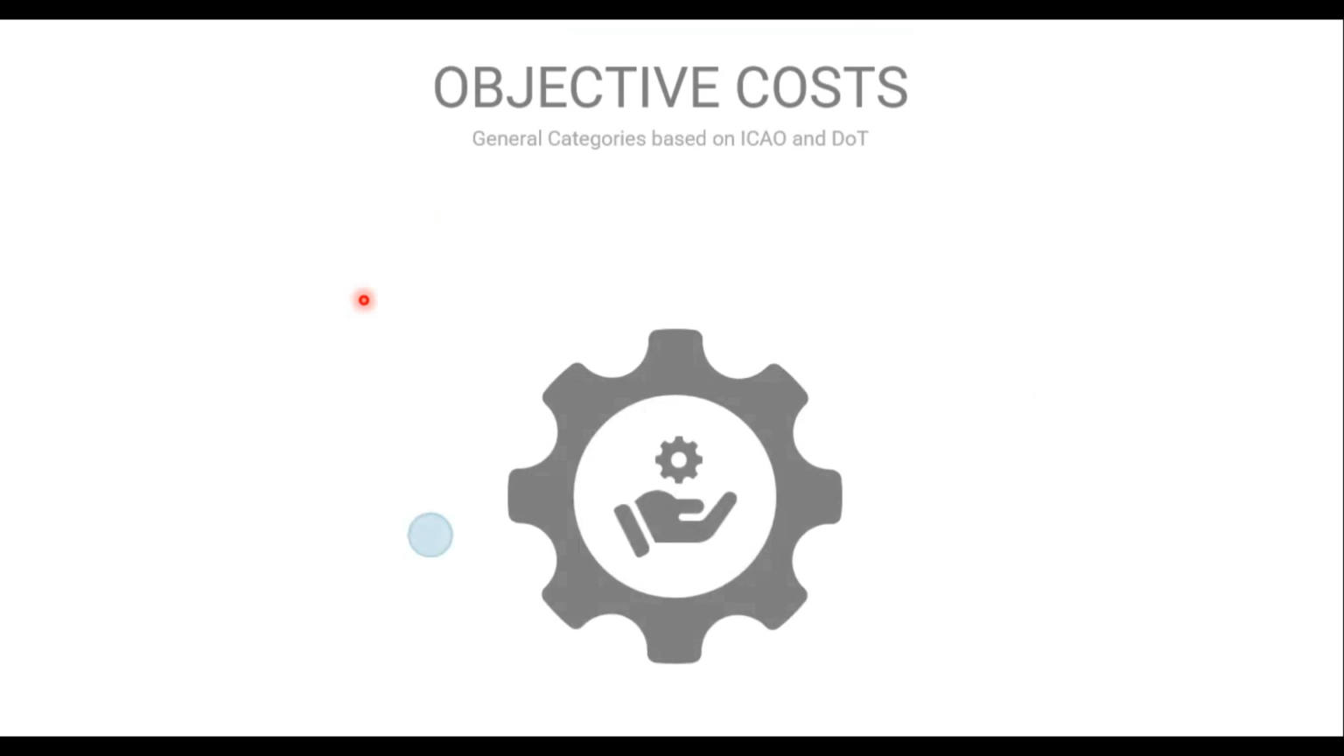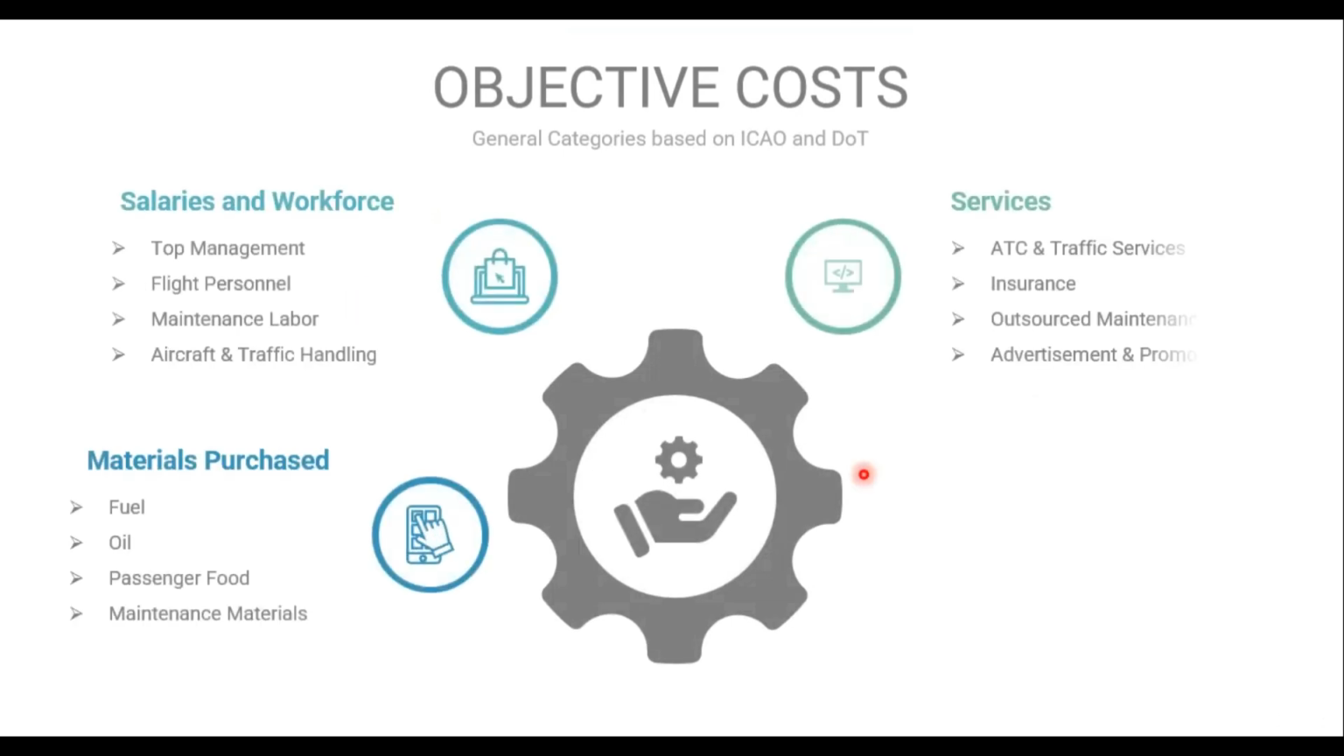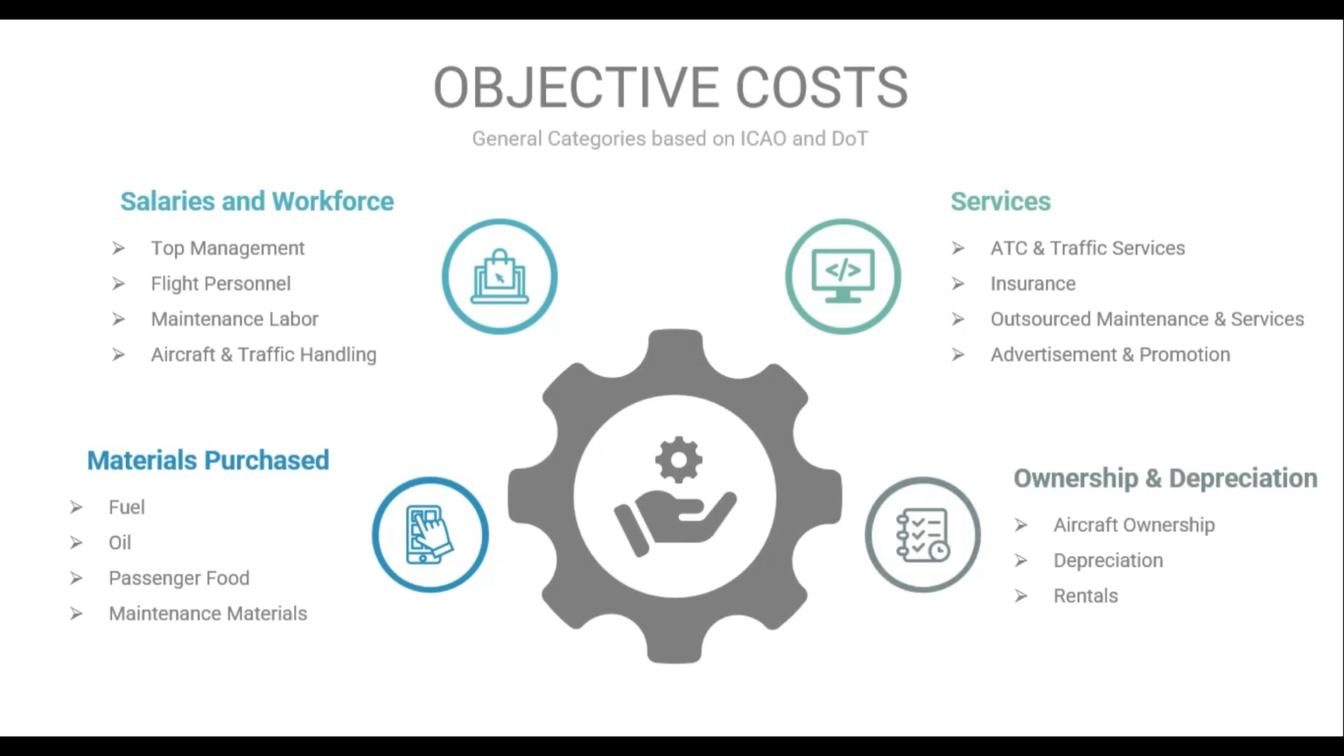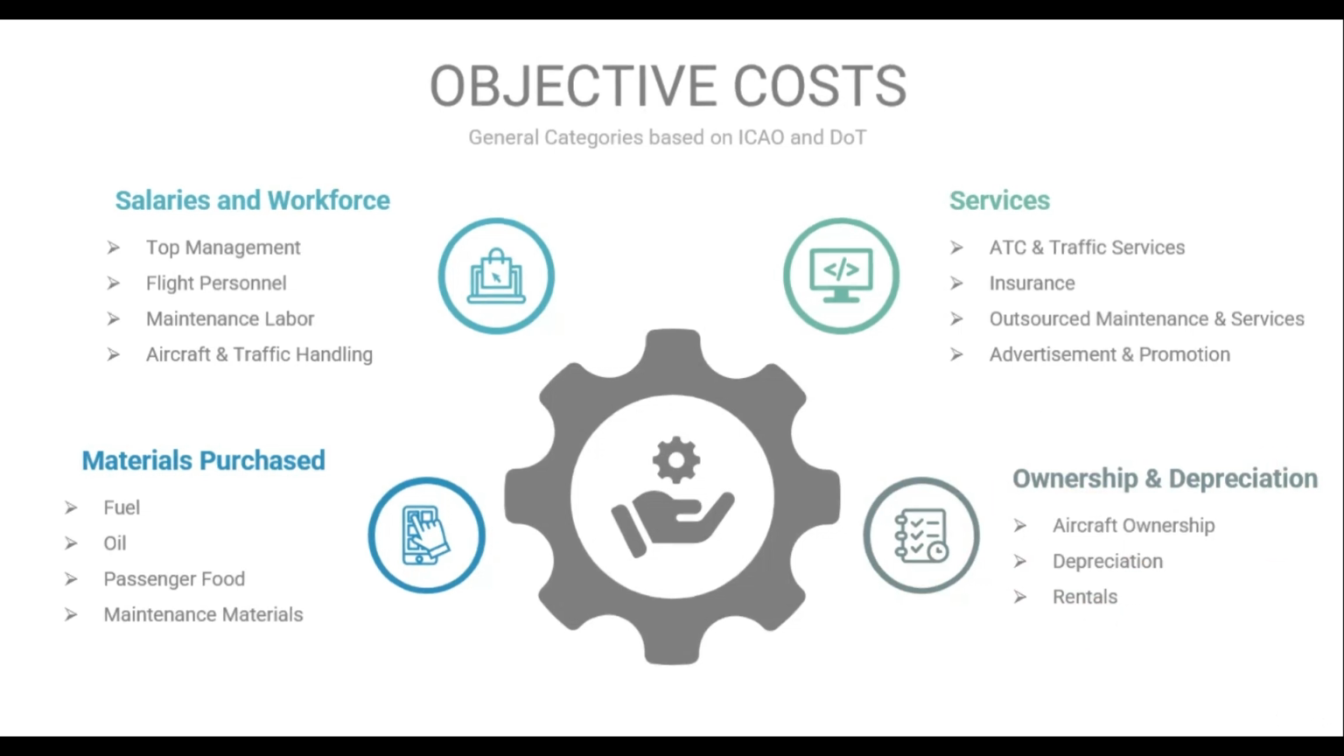Okay, moving to the objective cost. We have two main categories of cost: what we call objective cost, and what we call functional cost. Talking about the objective cost, it is discretized into the material purchase, fuel, oil, food, whatever else, salaries and workforce, services, ground and flight services, overflight services, ATC services, landing airports, and all that, and ownership and depreciation of the aircraft. These are the four main categories of the cost. Today we'll be concentrating on the ownership and depreciation.